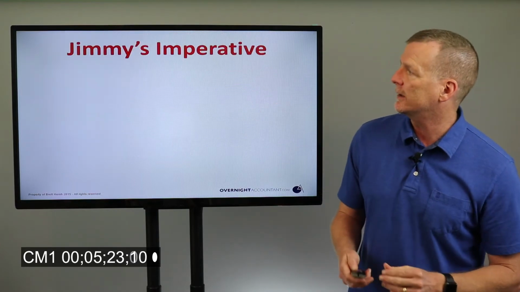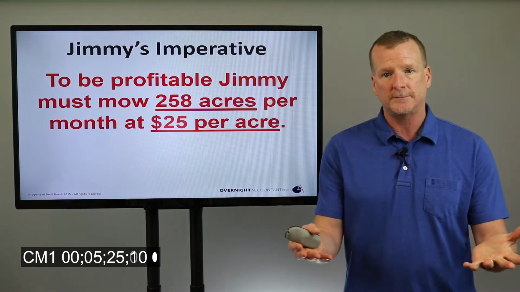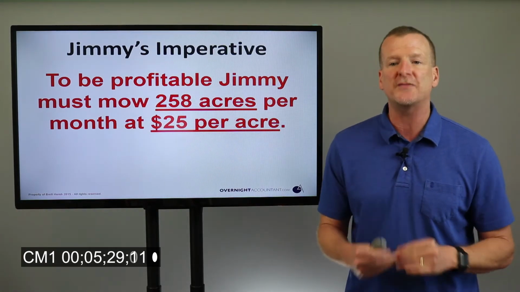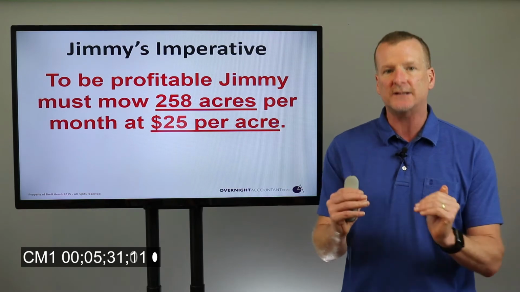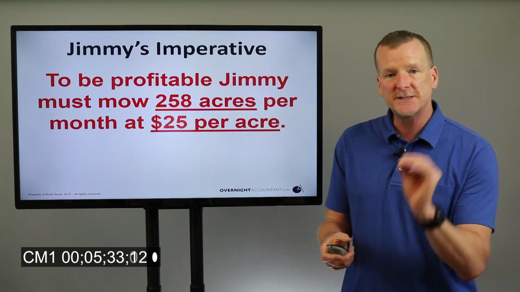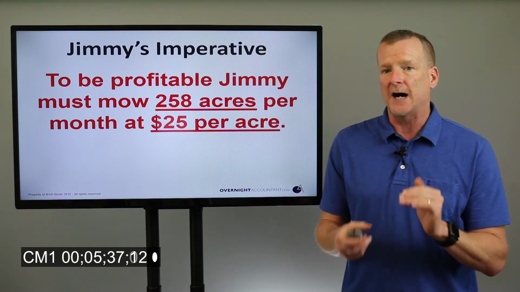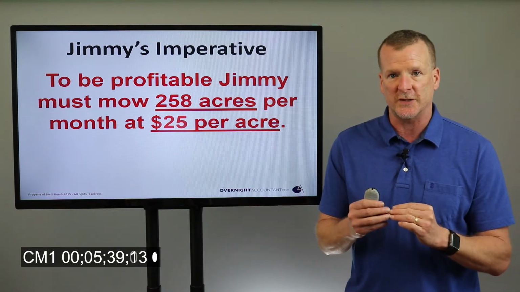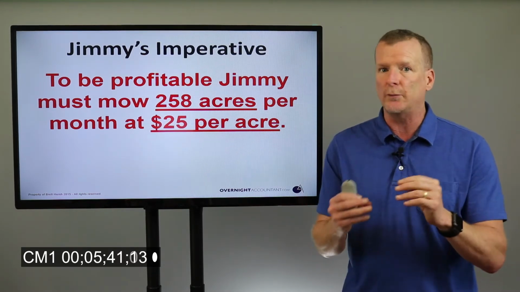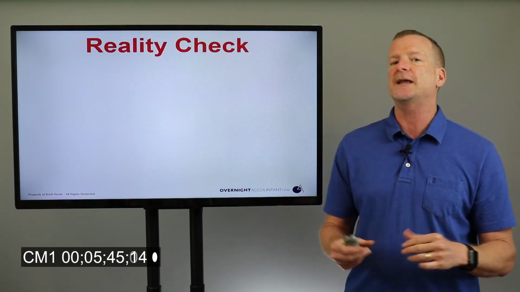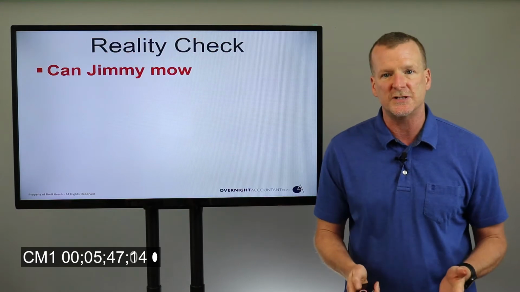Okay, Jimmy's imperative. So now we know that to be profitable, Jimmy must mow 258 acres per month at $25 an acre. Okay, so there's his business imperative based on the assumptions of $25 an acre and his cost structure. So you're going to need to do that with your own business. That's going to be part of your job at the end of this lesson. Okay, but now let's go for the first reality check.